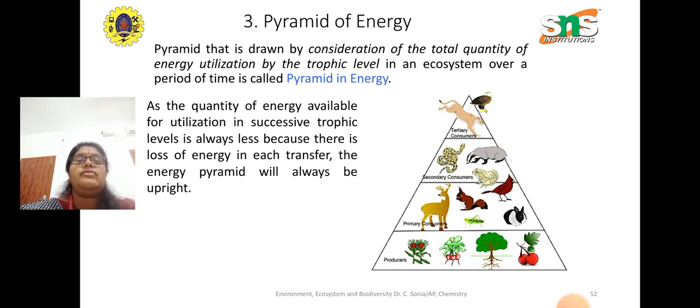Already we have seen the energy flow from each level. When the energy flows upwards, what is there? There is a loss in energy. So you can see the producers at the bottom, then the primary consumers, secondary consumers, and the tertiary consumers. In each case, there's a loss of energy in the form of heat. So it is always an upright pyramid.